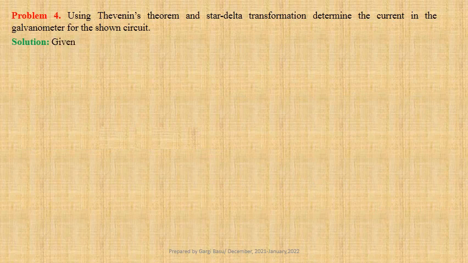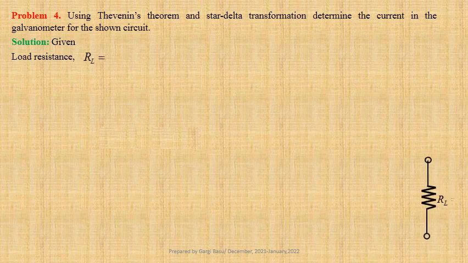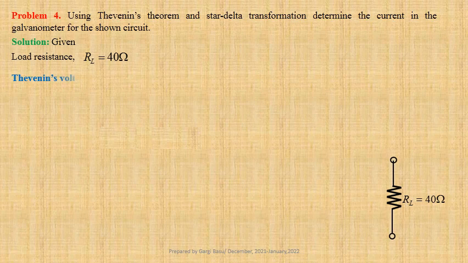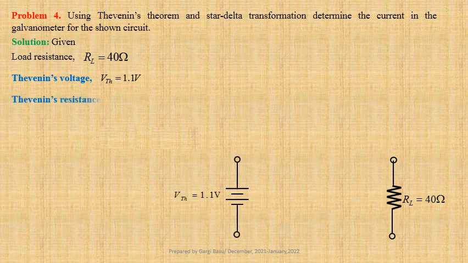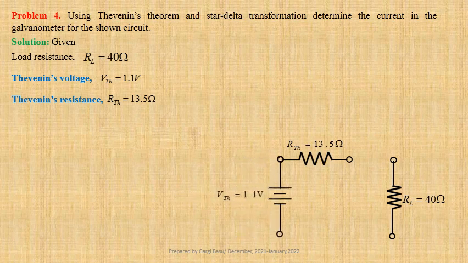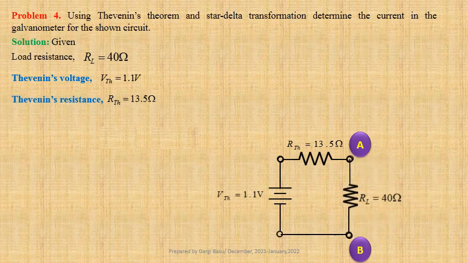Given resistance of the galvanometer, that is the load resistance RL equals 40 ohm. We have determined Thevenin's voltage VThevenin equals 1.1 volt and Thevenin's resistance RThevenin equals 13.5 ohm. Let us draw the Thevenin's equivalent circuit and connect the load resistor RL.